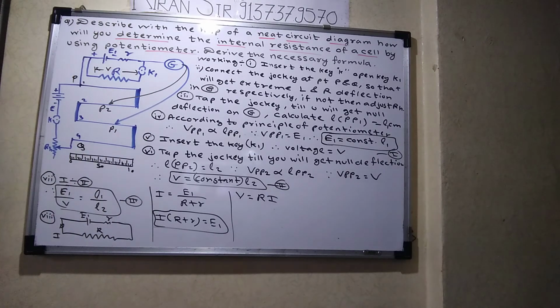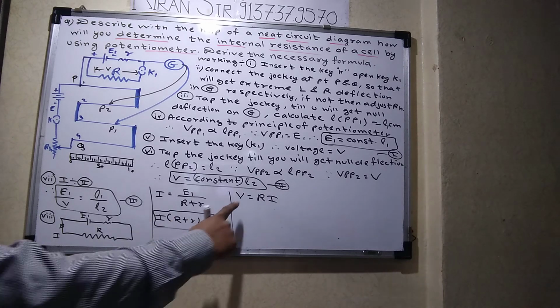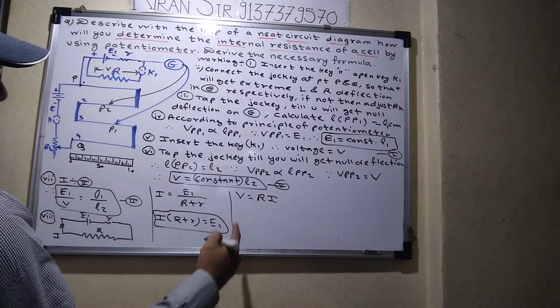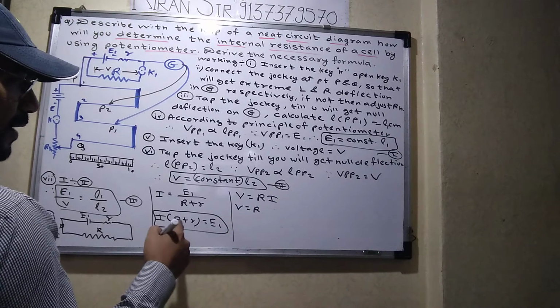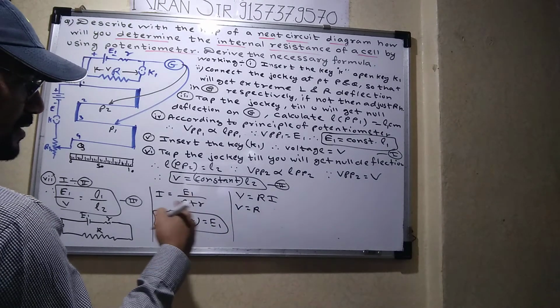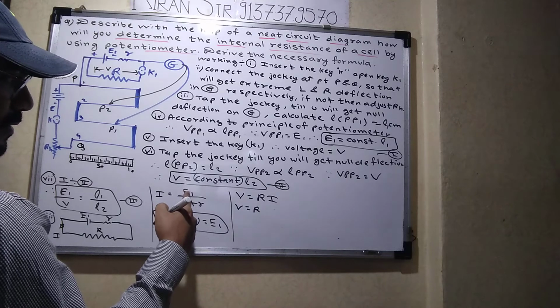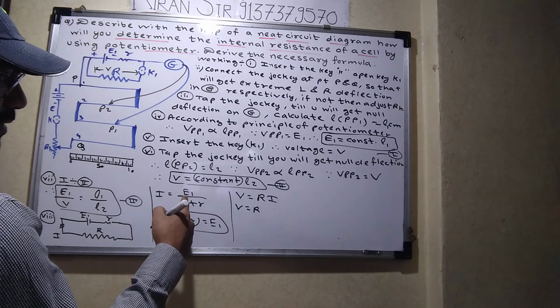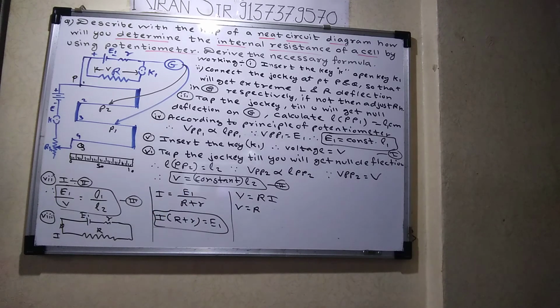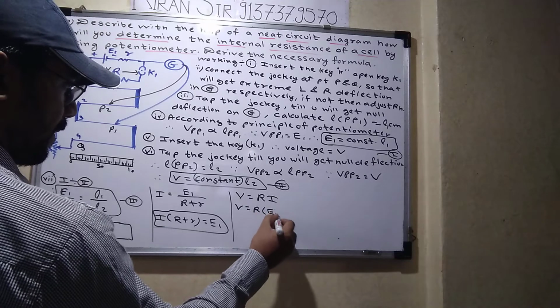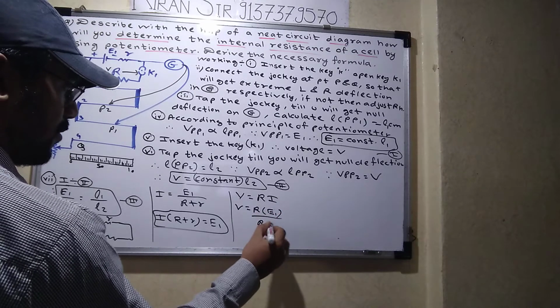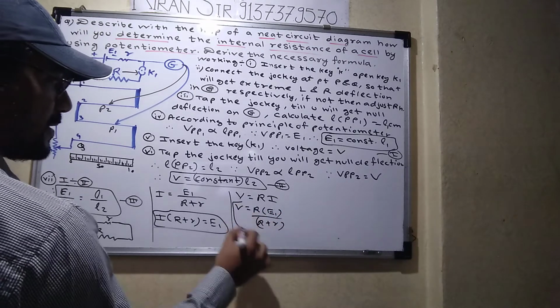We found this voltage drop using Kirchhoff's voltage law, if you remember. The voltage is R I. So I will put here the value of I. What is the value of I? E1 upon R plus small r. This is equation number 4.